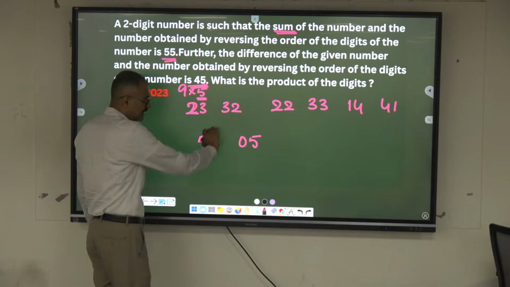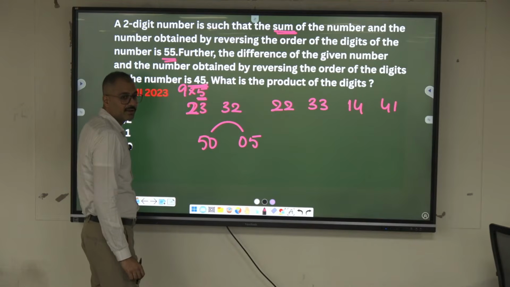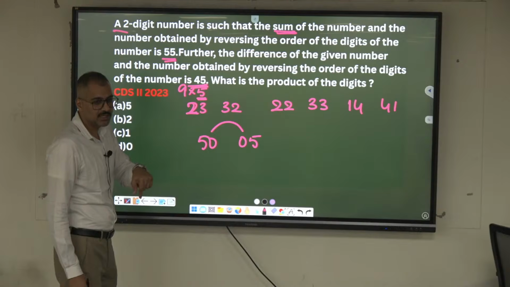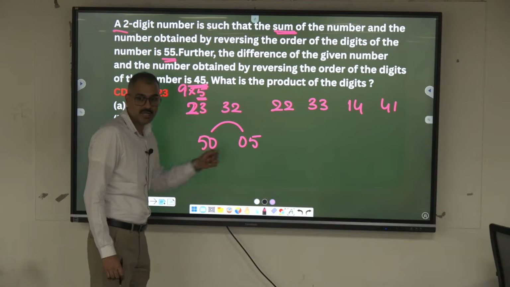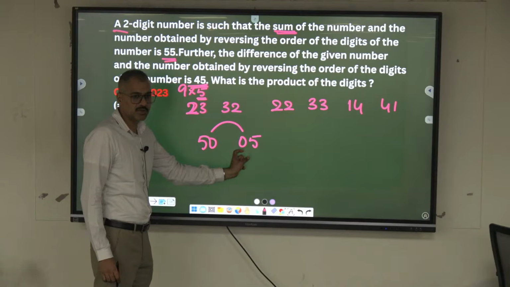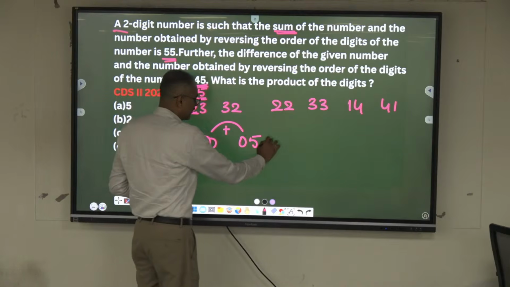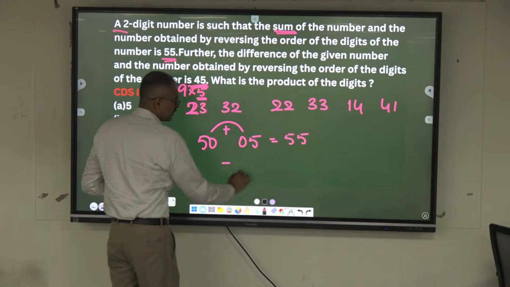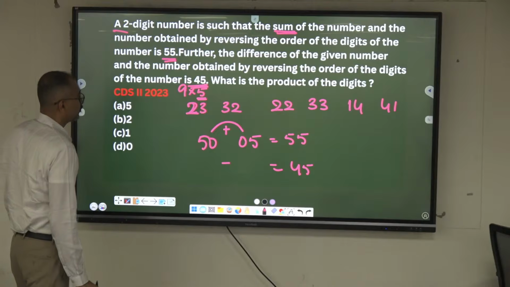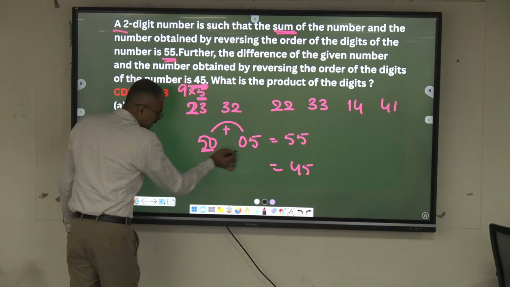Reversing the digits. What is the sum? A 2-digit number. One 2-digit number. Not necessarily the reversing also has to be a 2-digit number. On reversing the digits of the 2-digit number, sum is 55 and the difference is 45. So what are you asking? What is the product of the digits? Product of the digits, 5 into 0.